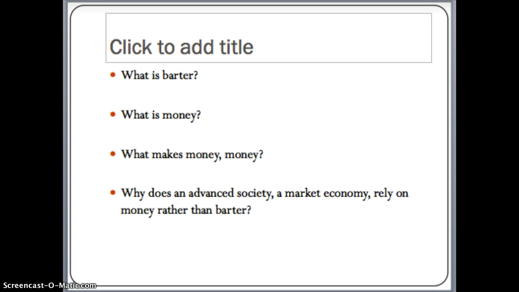We're going to talk about the role money plays in an advanced economy, what barter is, and how barter is used or was used. When you are done with these notes today, you should be able to answer the following questions. What is barter? What is money? Two of your vocab words. What makes money money? Why is money accepted by everyone? Why does everyone want money? And finally, why does an advanced society, a market economy like ours, rely on money rather than barter?